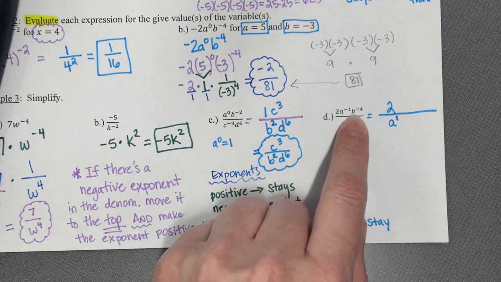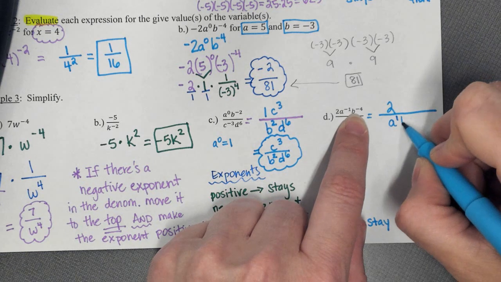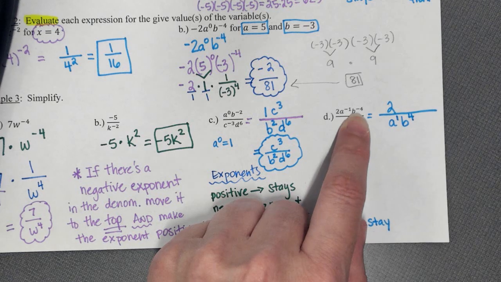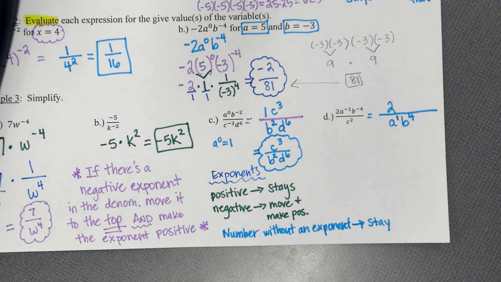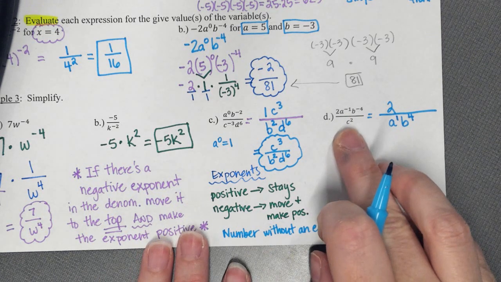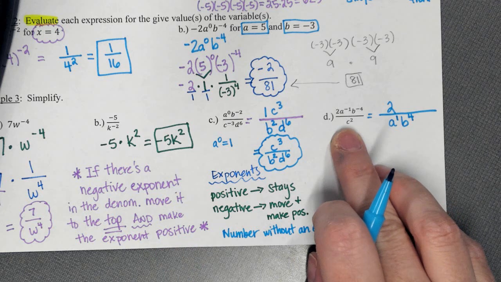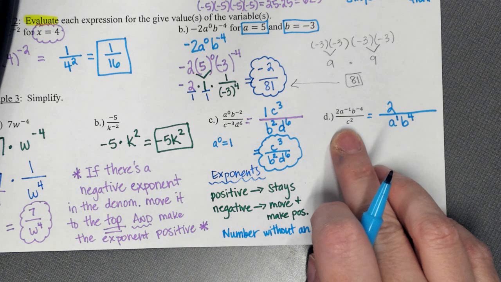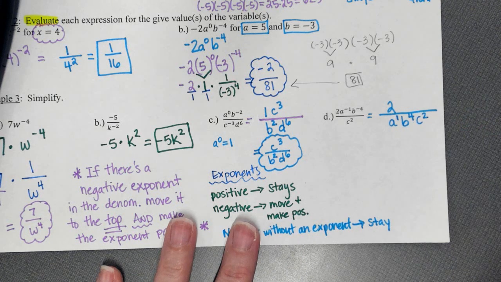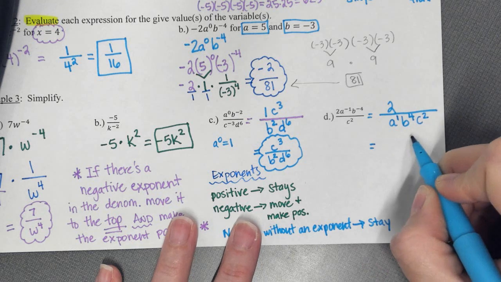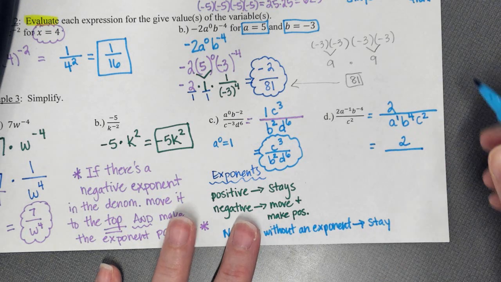And then your B value, B to the negative 4th, is going to be B to the positive 4 because it's negative, so we have to move it. Okay, and then what about C squared? Is that going to stay or is that going to go? Stay. Good. Okay, so it's going to be 2 over.